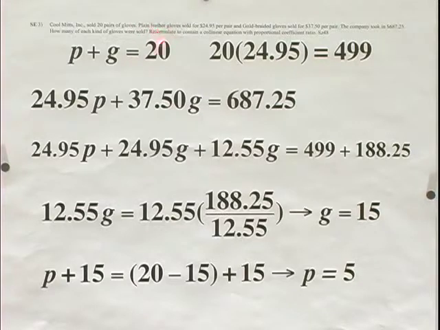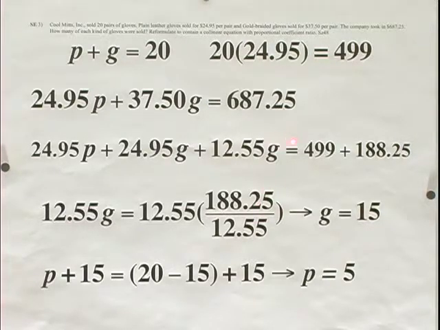Then I'm going to multiply this 20 times 24.95 and I get $499 plus 188.25. And this sum is equal to 687.25. Now this is proportional. 1 to 24.95, 1 to 24.95, 20 to 499 is 1 to 24.95. If I graph this equation and this one, this term, and this term, the two graphs would coincide.